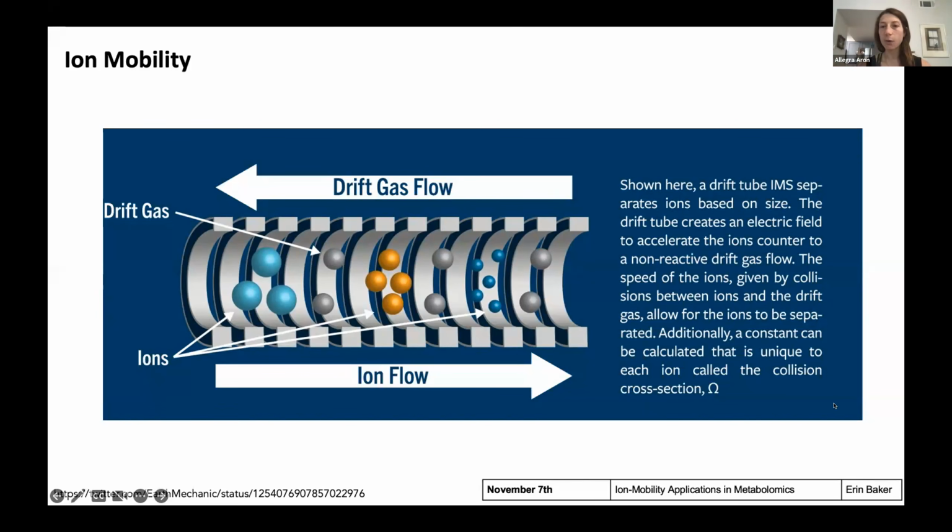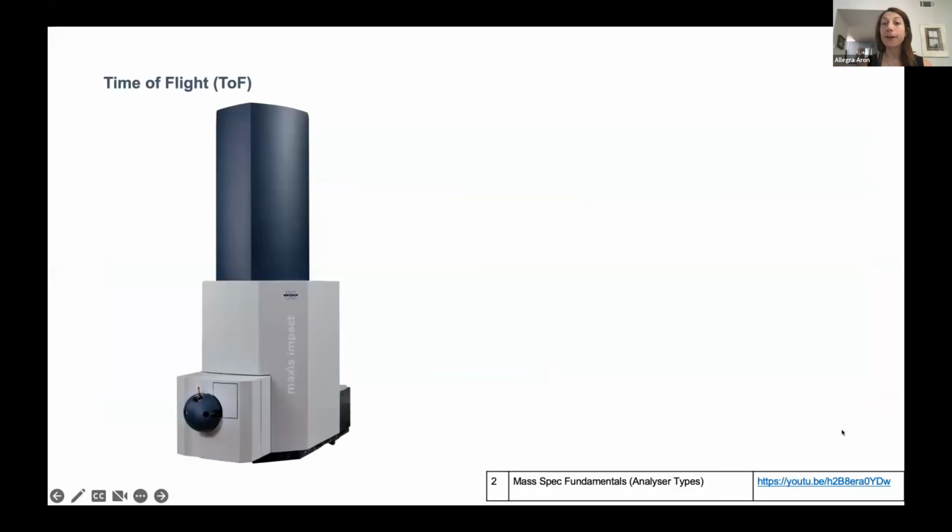She'll be telling us about why ion mobility can be really useful in metabolomics when some of us typically just think about using LC. So we're really excited for that.